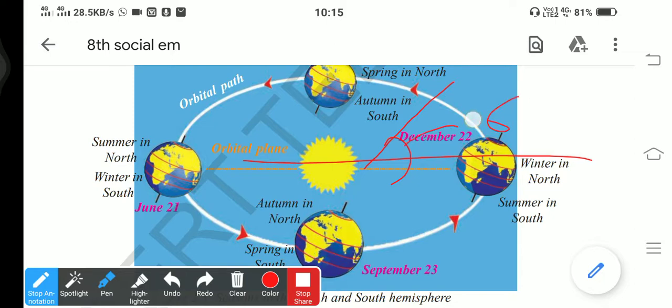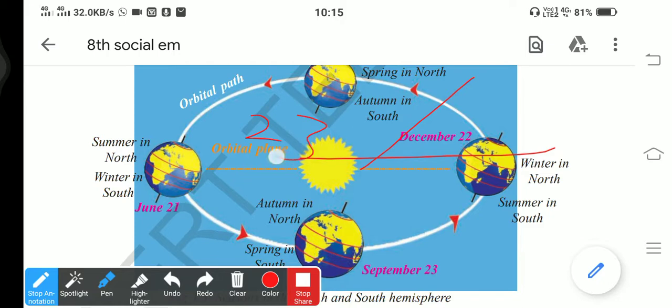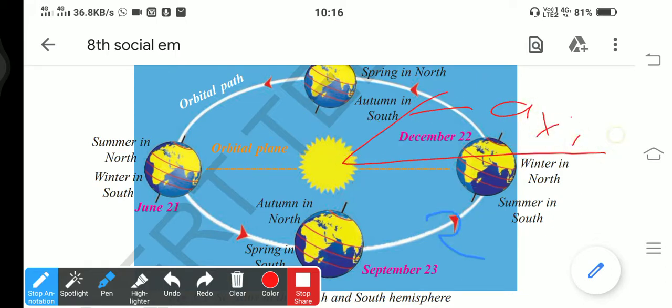To form this 66.5 degree angle, the earth bends 23.5 degrees. Dear students, this is the axis. I am writing it again. This is what you call the axis of the earth. So how much is it bent? 23.5 degrees. That is the bend.